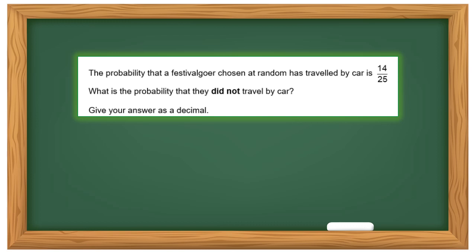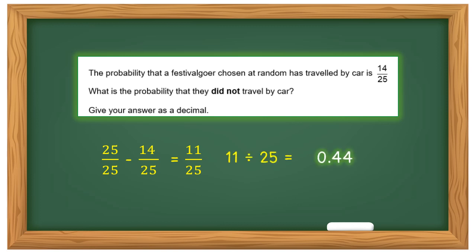So 14 over 25 travel by car. That means that 11 over 25 people didn't travel by car, because you can see if you add 11 and 14 together, it comes to 25 over 25, which is 1. Then you just divide 11 by 25, which gives you an answer of 0.44. So the answer is a 0.44 chance of not travelling by car.